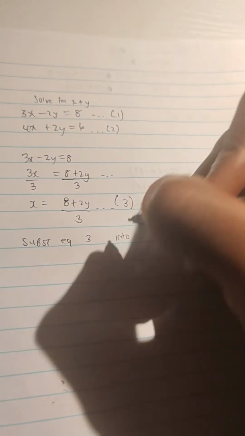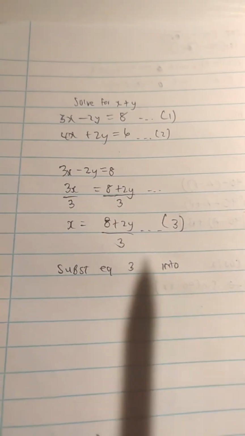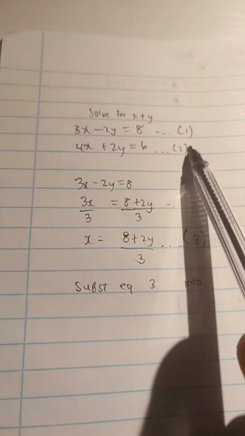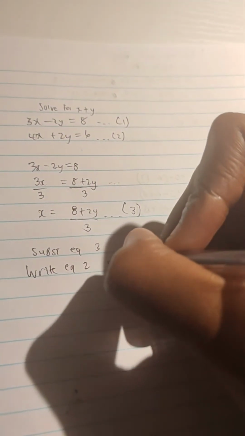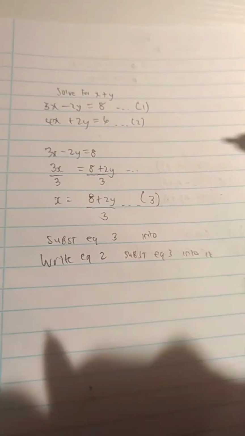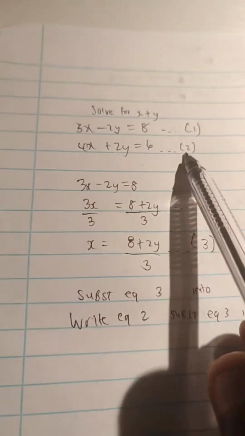Now remember, we are going to substitute equation 3 into the equation that we did not touch. We used equation 1 to get equation 3, so the one we have not touched is this one. So we are going to write that equation 2, whilst substituting equation 3 into it. So let's write that equation 2.